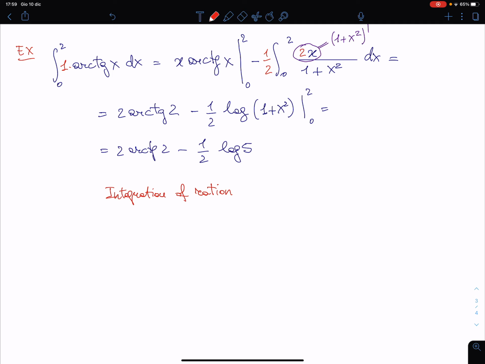Okay, and so let us go to integration of rational functions. It can be a long and boring chapter. I will try to be quite fast. So, integration of rational functions. I have to say that here I will not give so many details.